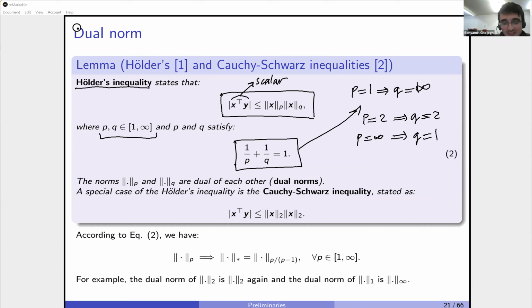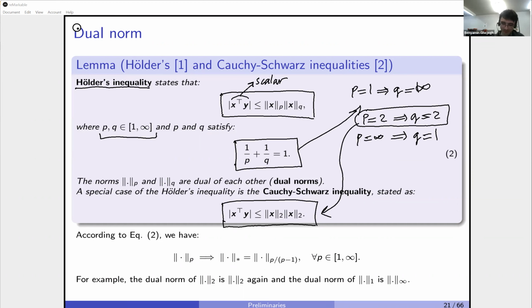A special case, I think many of you have heard in other courses maybe, is the Cauchy-Schwarz inequality. This is the most famous inequality in mathematics. It shows up in many areas of mathematics, and it says that when you set P and Q to 2, you will have the Cauchy-Schwarz inequality.